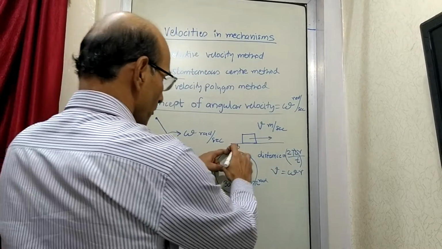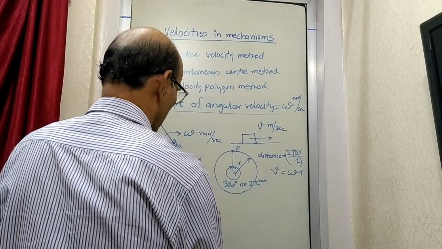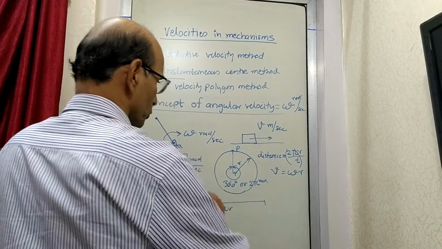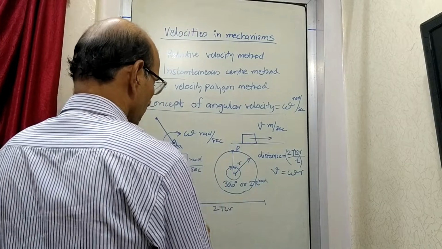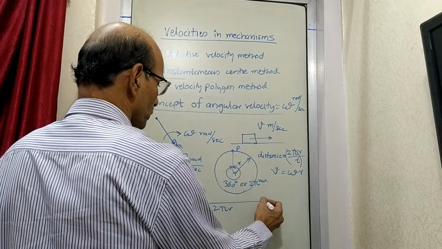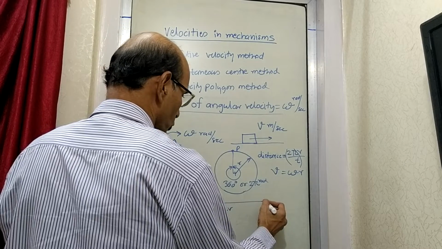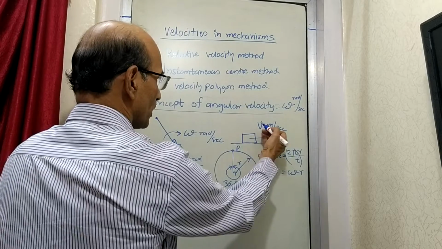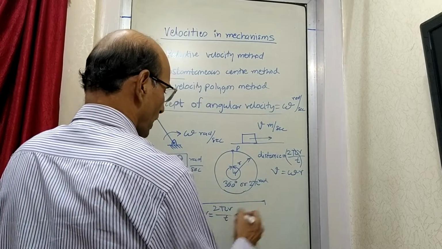Suppose you make this perimeter, 2 pi r, into a straight line instead of circular, and now a point is moving from here to here. That means it is covering a distance 2 pi r in time t. So that becomes a case like a velocity.